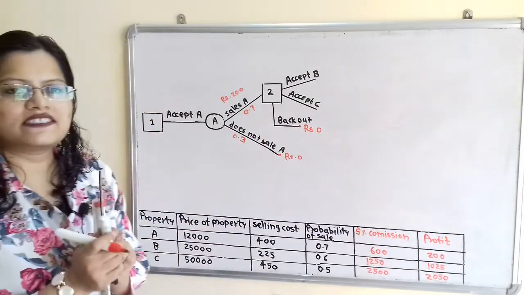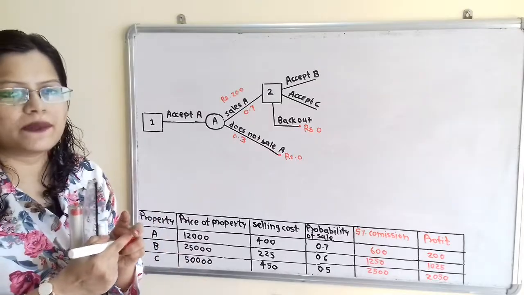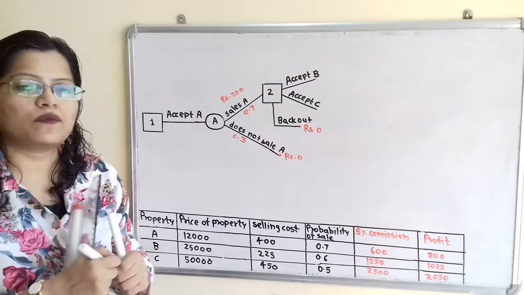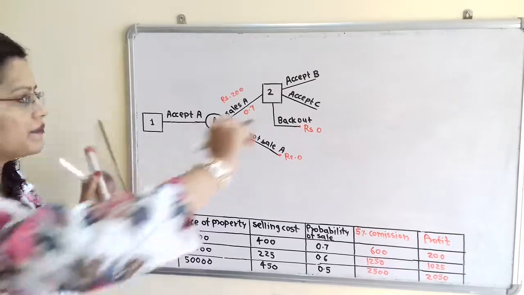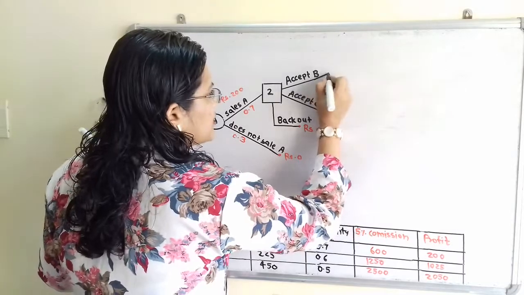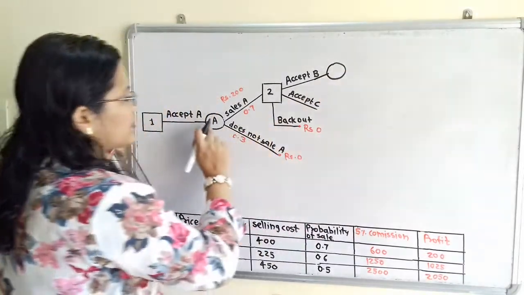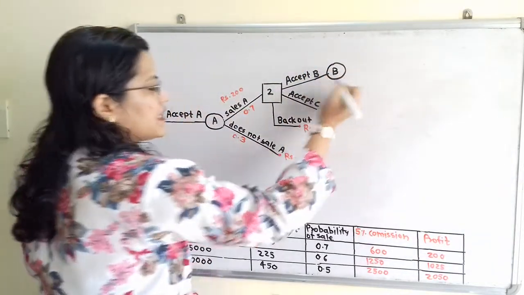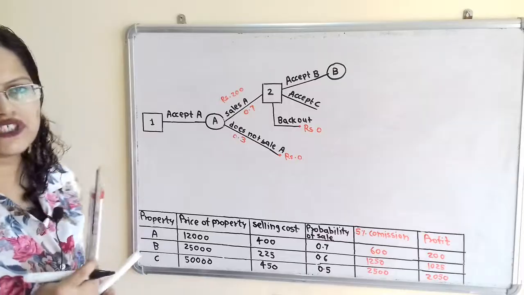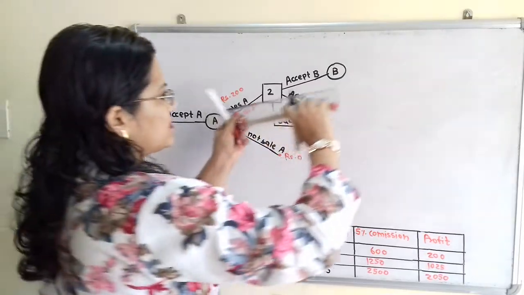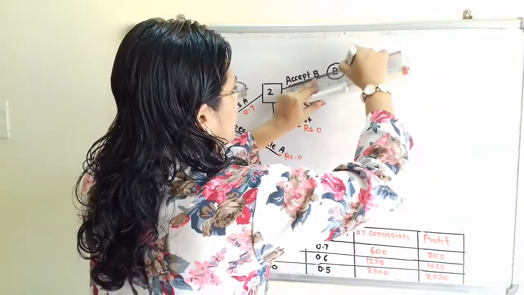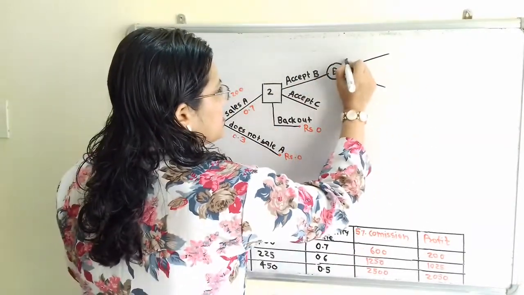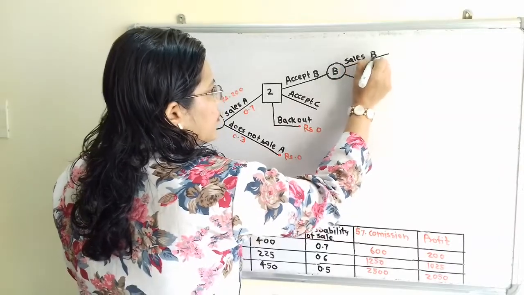Now when he accepts the offer to sell B, that means again there are two chances, that is property B will be sold by him or property B will not be sold by him. So these events or chances we have to show with event node. So that will be our second event node, we will mention here with letter B. Now these two chances we will show with two branches. So here I will mention sells B or does not sell B.